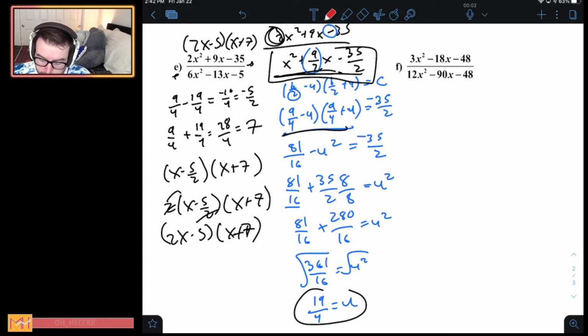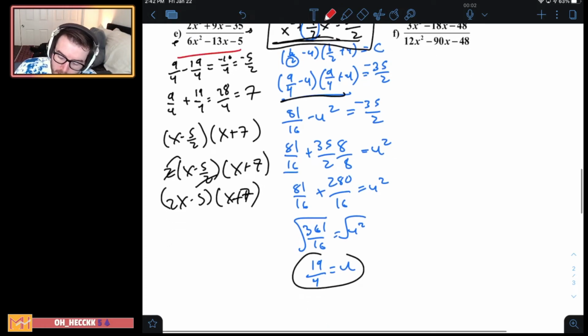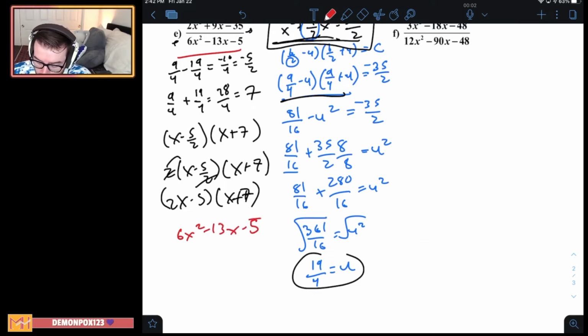Just go back. I want to show you another method to factoring these, and I might have shown you this already. So, split the middle term. I think I taught this, right? You'll let me know. To split the middle term, you do the front times the back. So what's the front times the back? 6 times negative 5 is negative 30.